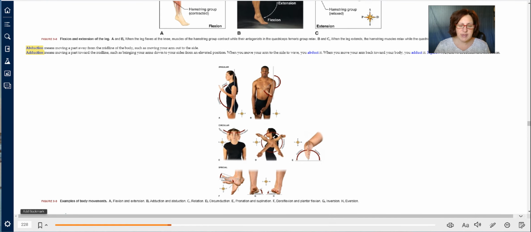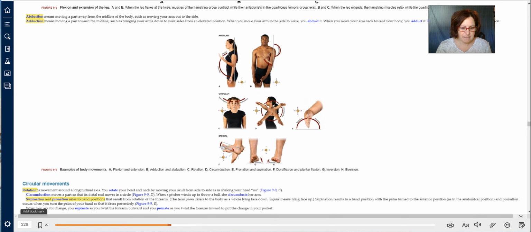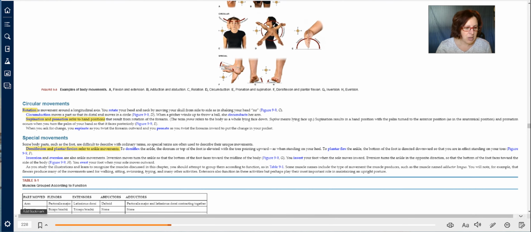We already talked about abduction and adduction when we were doing the skeletal chapter. So abduction is to move away from the body. I use the analogy of abduct. And then adduction means putting things together, so we're bringing it towards the midline and bringing the arm back towards the body. Rotation and circumduction we talked about already in the last chapter too.